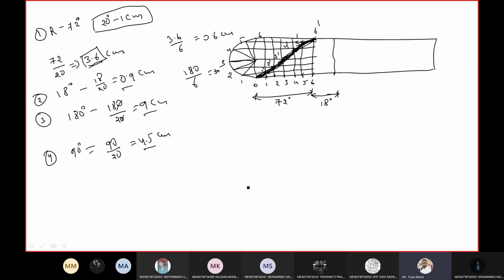Okay, you need to show the representation here in terms of degrees only, not in terms of centimeters. While drawing the diagrams you need to draw with centimeters only, but while showing it you need to show the degree values. Okay, now for the dwell period we need not do anything.